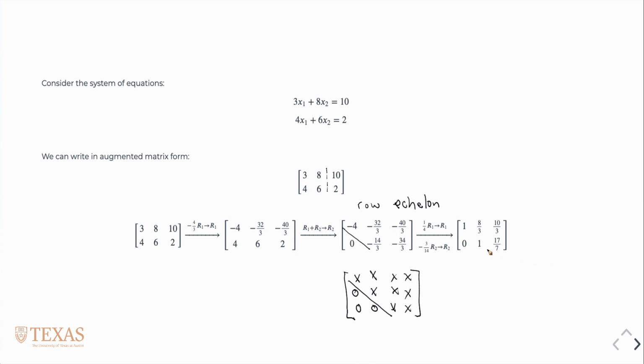And now that we have the matrix in this form, let's just write down what these would be in equations, right? So the second one would be simply x2 is equal to 17/7. And the first equation would be x1 plus 8/3 x2 is equal to 10/3.